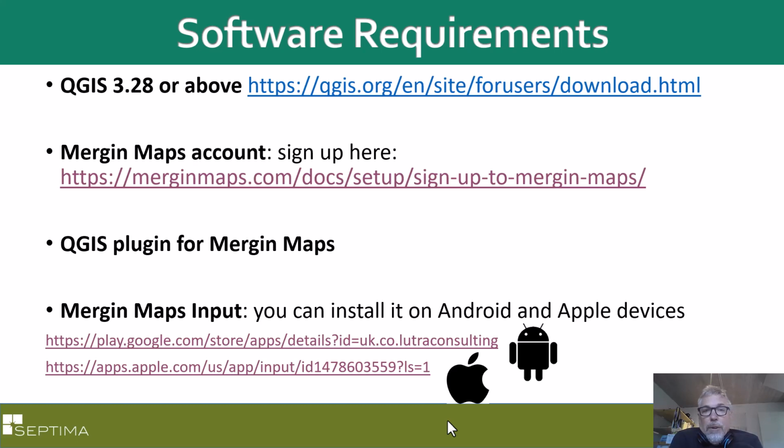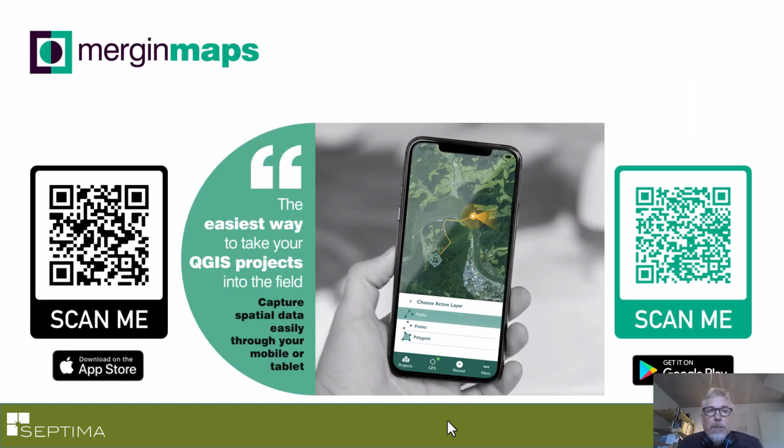So you can create the Mergin Maps account from the link shown here. In QGIS, you'll also be installing the QGIS plugin for Mergin Maps. And then finally, you'll need the Mergin Maps input app on your mobile device. And you can install that on both Android and Apple devices. So Mergin Maps is basically the easiest way to take your QGIS projects into the field and then capture spatial data through your mobile device or tablet. And you can use these QR codes to download the mobile app from the Apple Store or the Google Play Store.